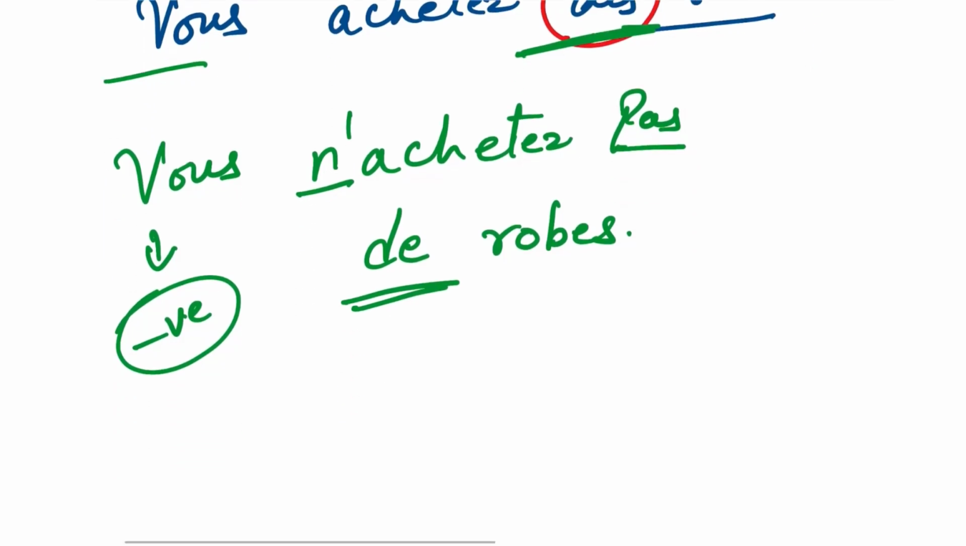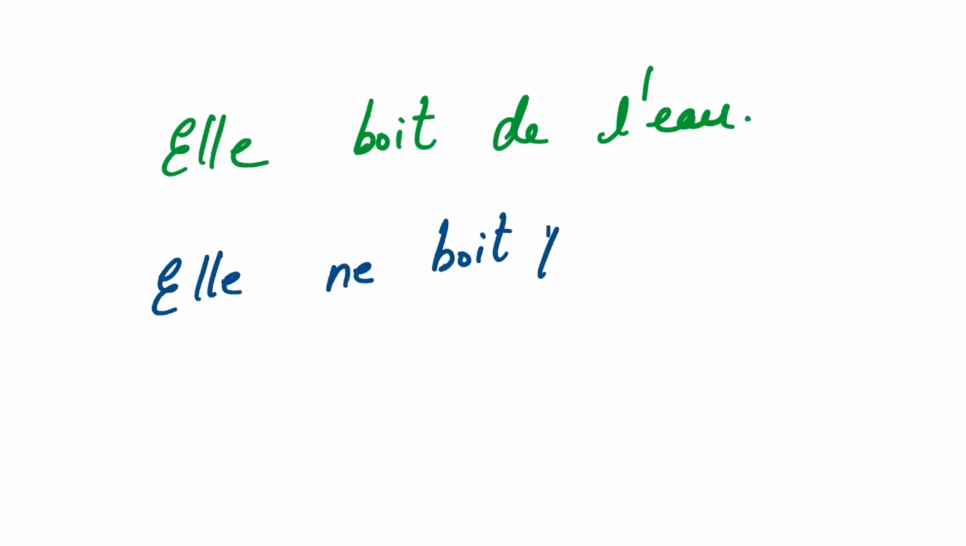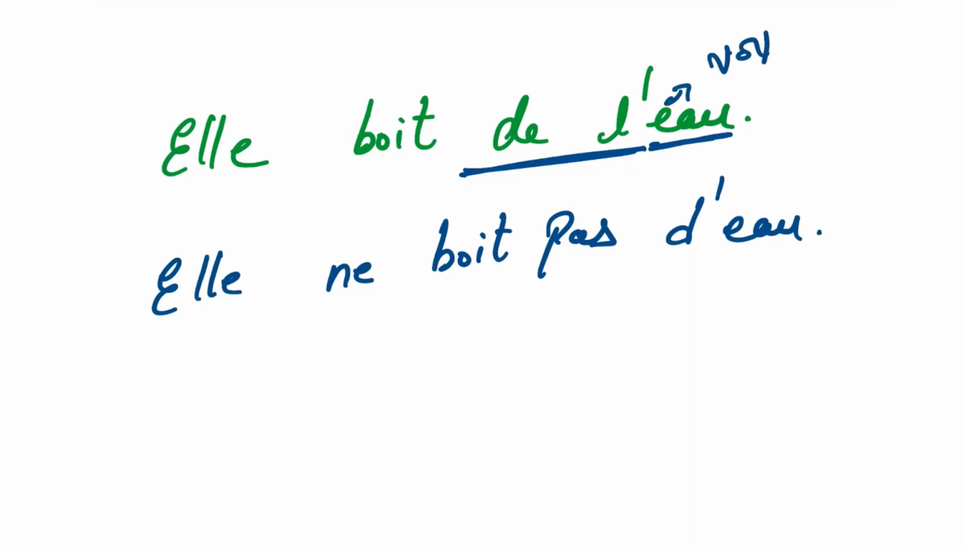Let's take one more example of d' as well. Elle boit de l'eau. She is drinking water. She is drinking some water. So here, let's change this into negative. Elle ne boit pas. Now this de l' will change into d'eau. Okay, because eau starts with a vowel. So d' will come in front of eau. Okay, let's take one more example of de la as well.